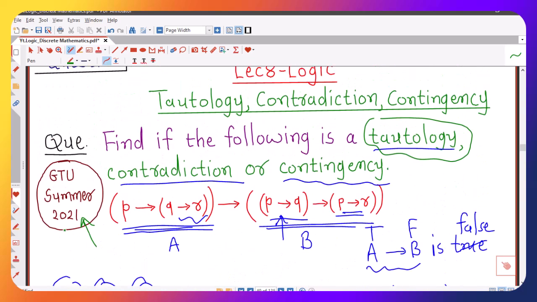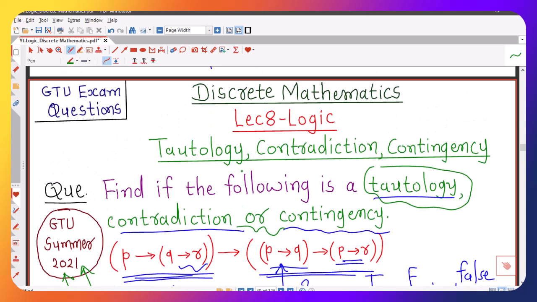So this is a very nice question, and you can see it is very easy to determine using a truth table that this formula is a tautology. So this is all about this session.